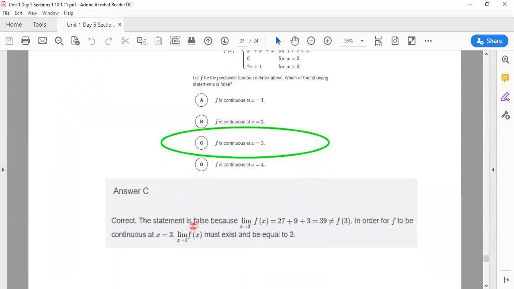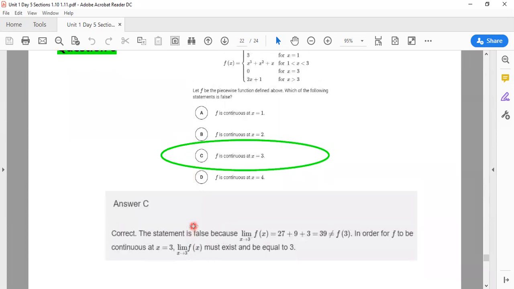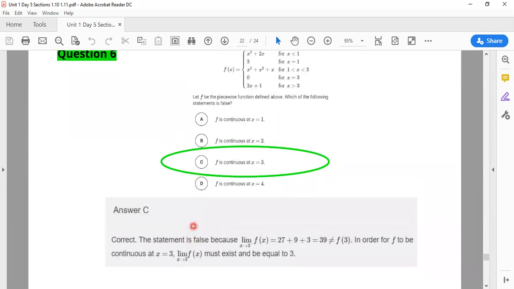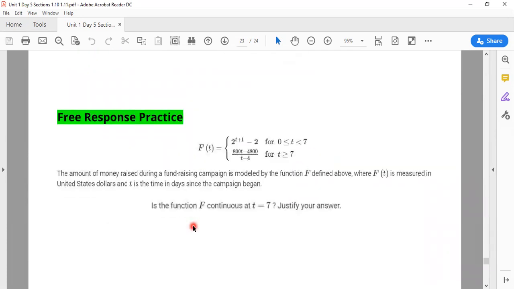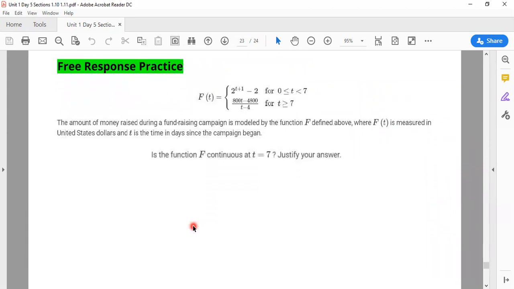And you can see where they actually computed the values out. Pause it right now if you want to check it out. Okay, you're going to pause this question. You're going to try this one now.